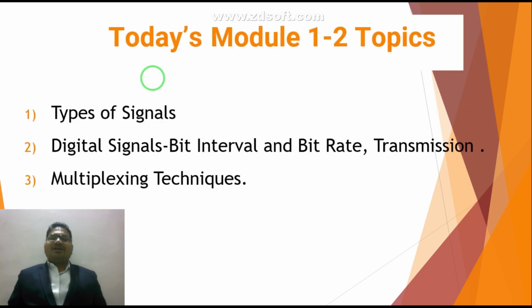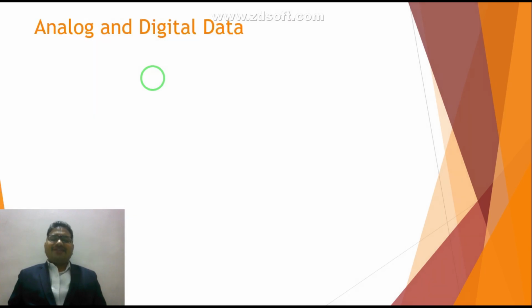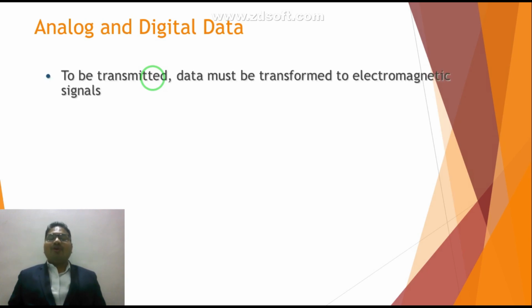So today's topic that we are going to discuss is types of signals. Starting with types of signals. As we know guys, data could be in analog form or in digital form. And in order to transmit the data, it must be transformed into electromagnetic signals.